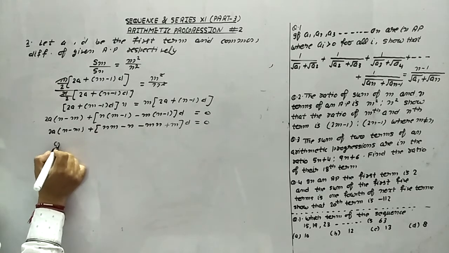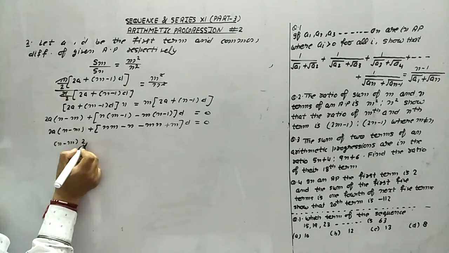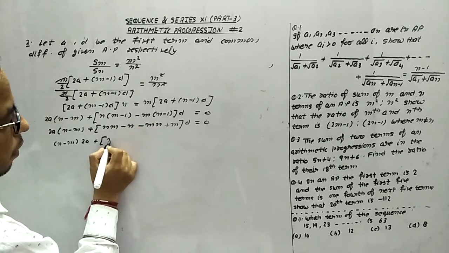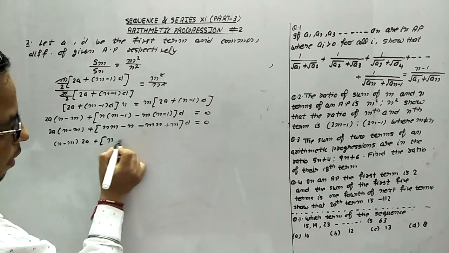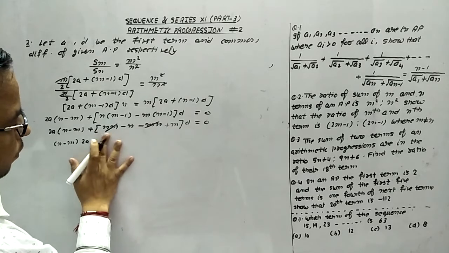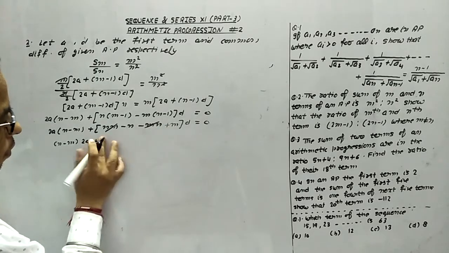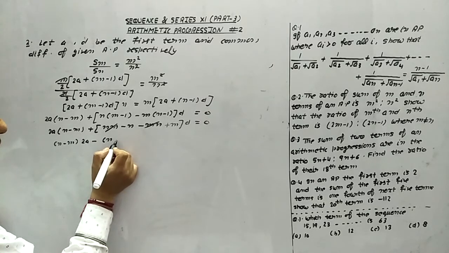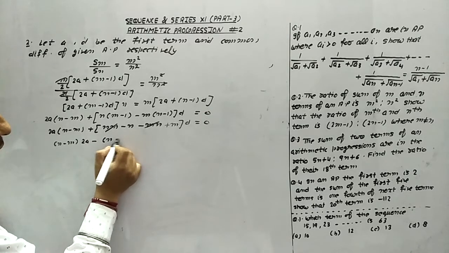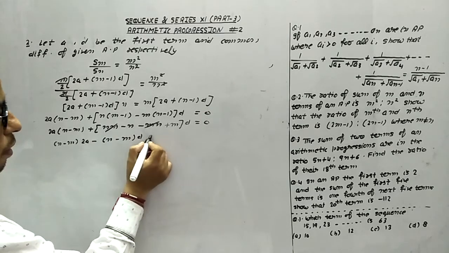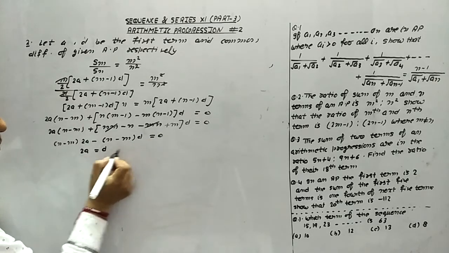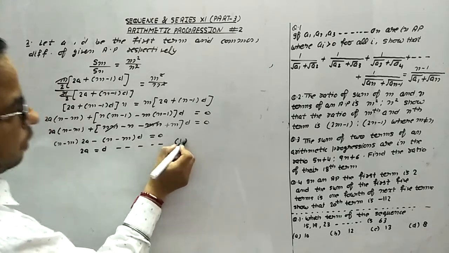Here (n minus m) into (2a plus), this is nm minus mn, nm and mn cancel out, and from here what is left? Take minus common. Once you take minus common, what is left here? (n minus m) d is equal to 0. It means 2a is equal to d only. This is equation number 1.